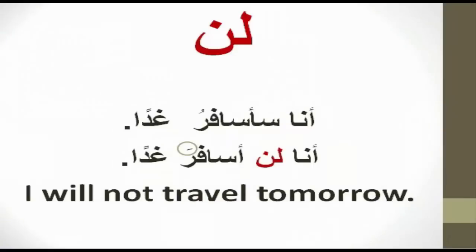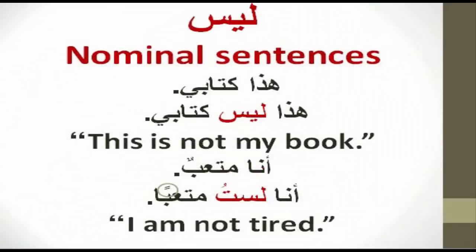Lan is used to negate future verbs, and it must be followed by the present form of the verb, and you have to remember that the present tense verb after lan should have fatha on the last letter. And nominal sentences are negated by using laysa, and you have to choose the correct conjugation regarding the subject or the personal pronouns.